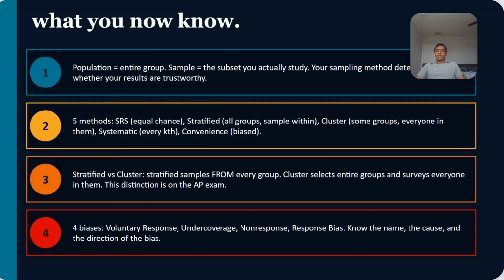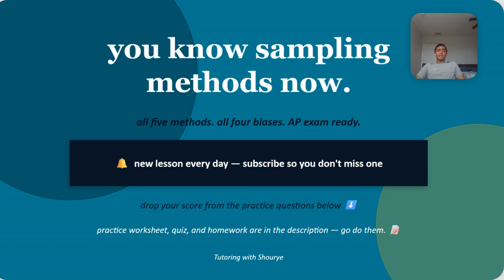Now, there's a worksheet, quiz, and homework in the description. Work through them. That is sampling methods, all five types and all four biases, and the distinctions that show up on every AP exam.